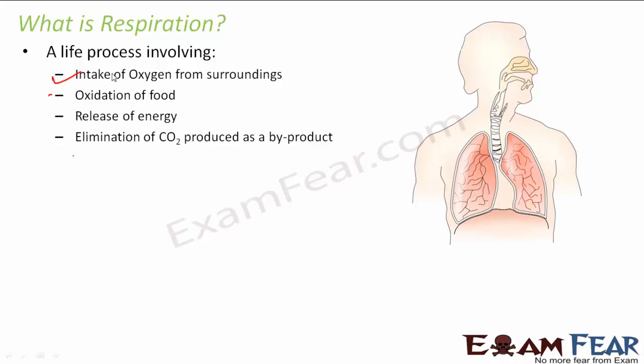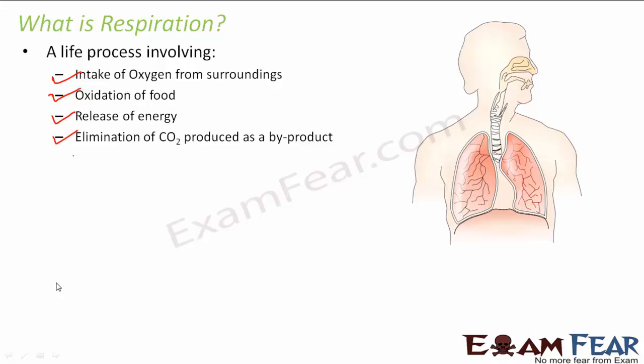Now using that oxygen, oxidation of food, that is, the oxidation of the assimilated molecules, and release of energy. When the food is oxidized, energy will be released. Then there is elimination of carbon dioxide, which is produced as a byproduct. As you saw in the equation for respiration, carbon dioxide is an extra thing getting produced, and we do not want to store those extra things. So we have to eliminate carbon dioxide. So what are the things we deal with in respiration? Intake of oxygen, removal of CO2, and oxidation of food. All these things together constitute the process of respiration.